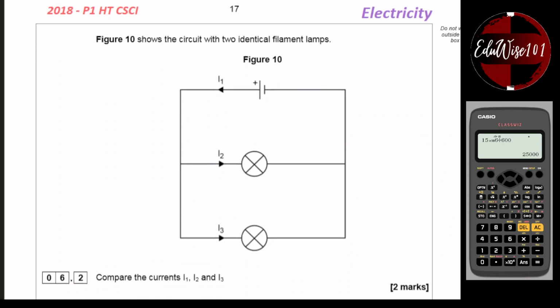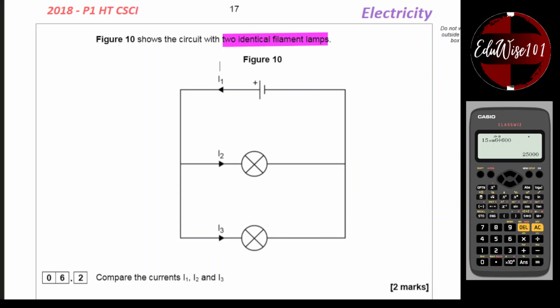Figure 10 shows the circuit with 2 identical lamps. Now that's key, because they've said it's identical lamps. Remember, that's going to be important. Compare the currents in I1, I2, and I3. So I1 is the total current in the circuit. So it's coming straight from this branch, and that branch splits into two for the first bulb and then the second bulb.